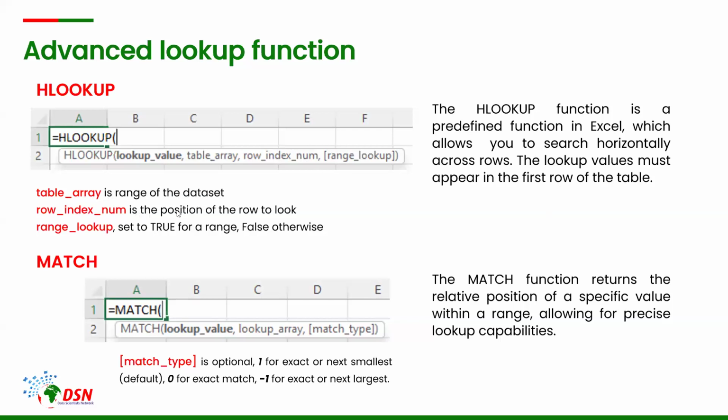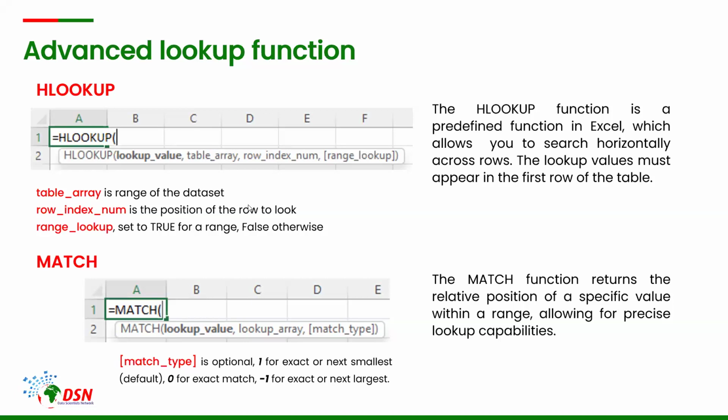The row index is the position of the row to look for, and then the range lookup: set it to true for a range and false otherwise. So it can look for a range, or if it is not a range, it's just one entry. But by default, it is always set to true, assuming that we have more than one column, so our lookup is going to be in a range.